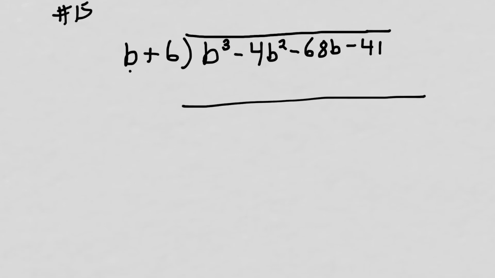All right. Like always, we look at the furthest left and set up our pivot. What do we have to multiply b by to get b cubed? And the answer is b squared. All right, now we have to go back and multiply b squared by both the b and the 6. All right, so b squared times b is going to give us b cubed. B squared times 6 is going to give us 6b squared.